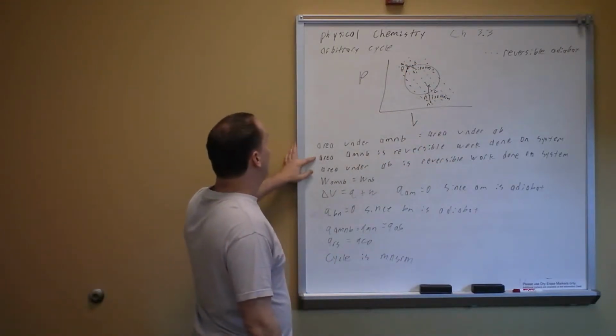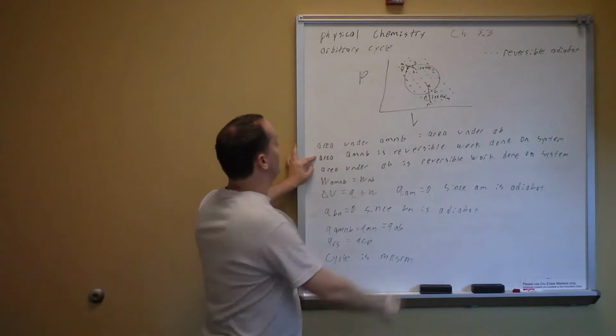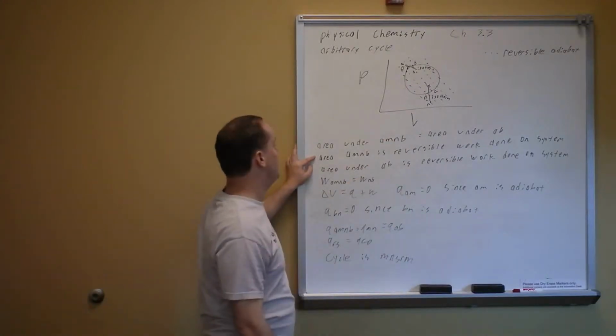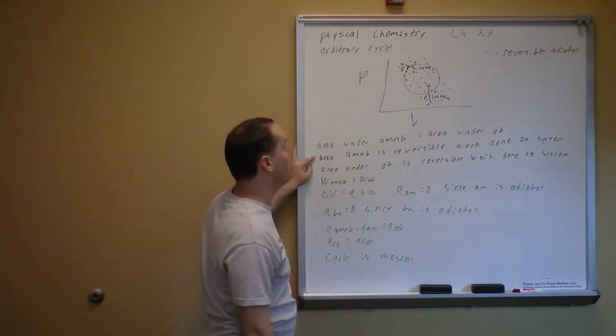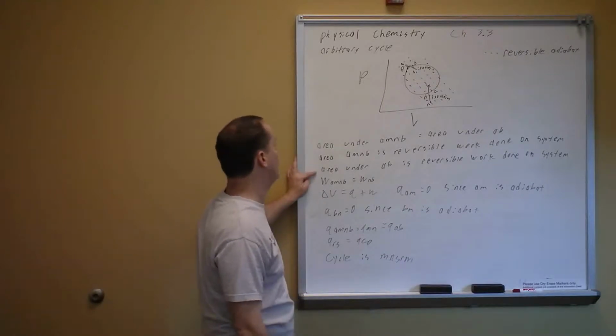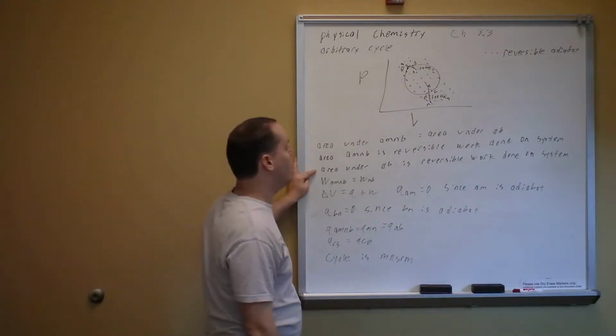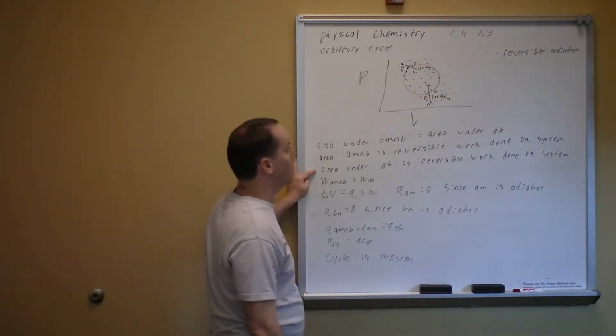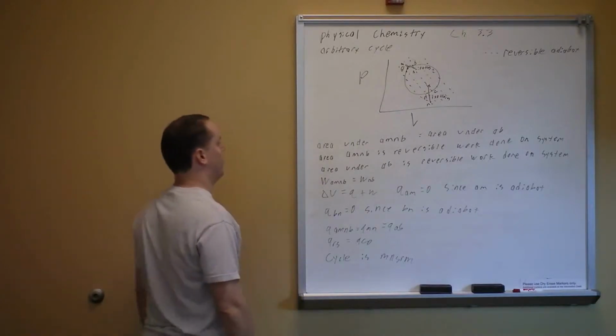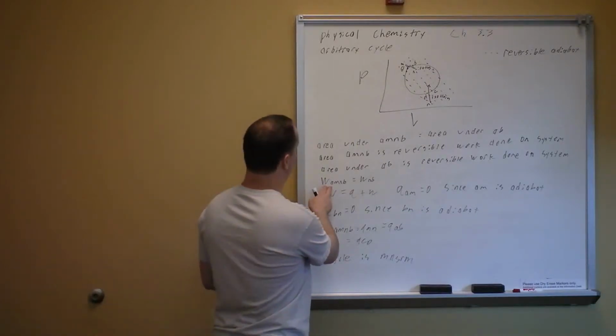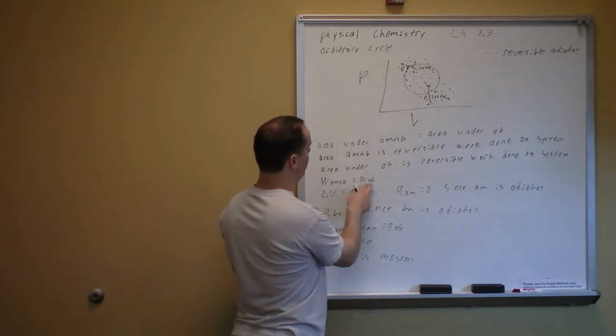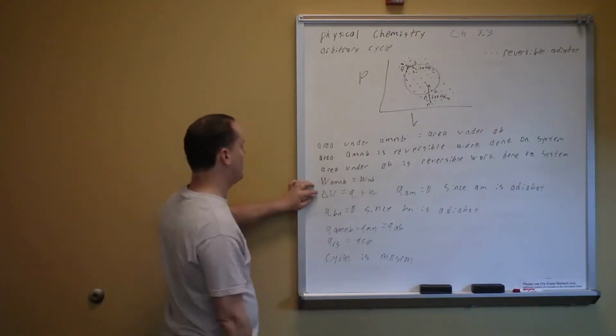So the area under the curve, remember this is PV, so the integral of P dV is reversible work being done on the system. Now remember the area under AB then is also the reversible work done on the system. So the work, if you do under AMNB, is the same as AB.